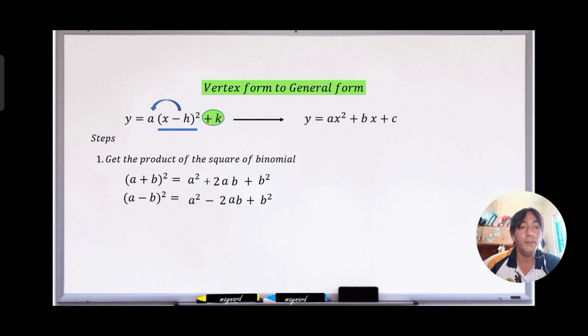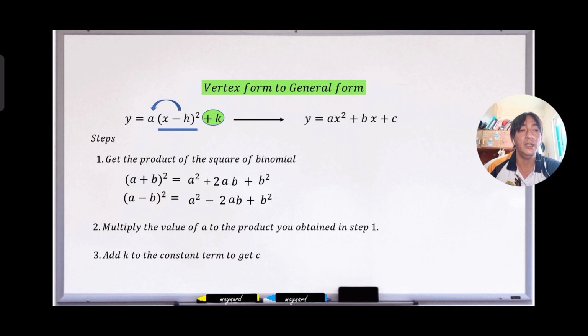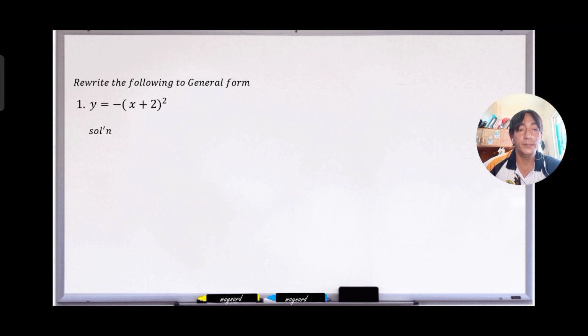Okay, sundan lang natin yung formula na yan para sa product ng square of binomial, which is a perfect square trinomial. Okay, pagkatapos mo makuha yung product na yan, multiply the value of a to the product you obtain in step 1. And then, add k to the constant term to get c. Okay, so ganun lang. Ganun lang yan. 3 steps lang para ma-convert mo to vertex form to general form. Okay, so let us have some examples para mas maintindihan nyo. Rewrite the following to general form.